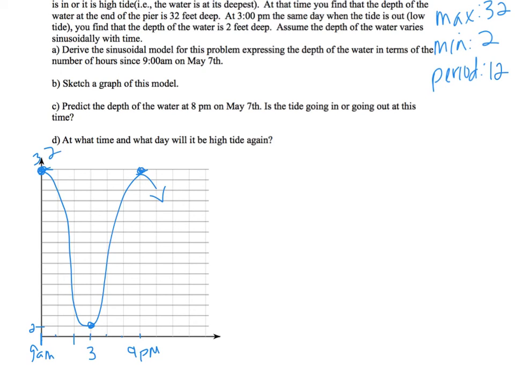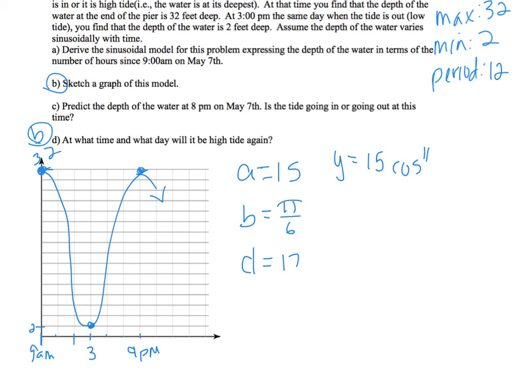Okay, so there's the sketch. I kind of need to do the sketch in order to do the other stuff. So the max is 32, min is 2, and the period is 12. Simply put those things into your formula. So A is 15, B turns into pi over 6, and D is 17. So it starts high, so it's a cosine curve, so it's y equals 15 cosine pi over 6 x plus 17.